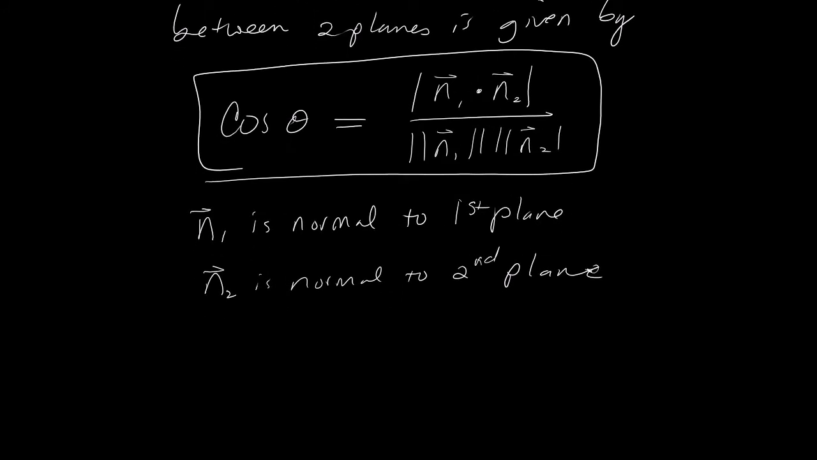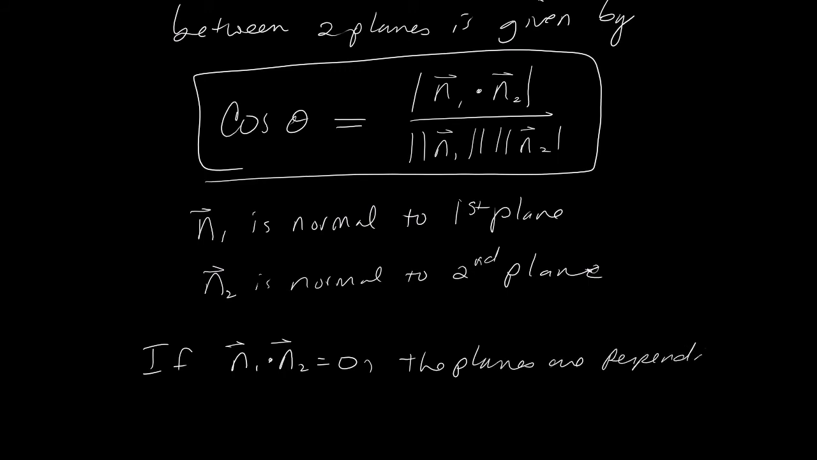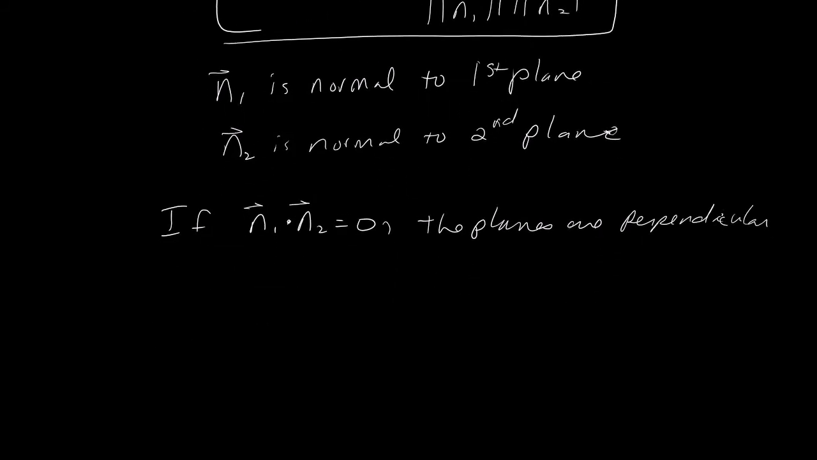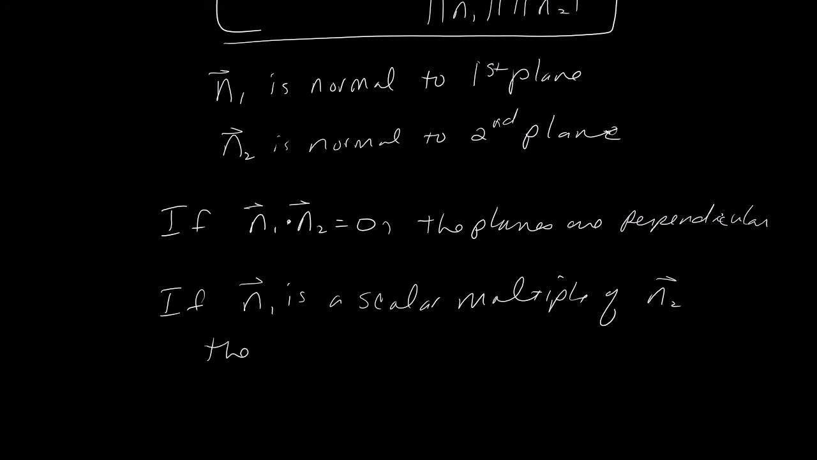All right. Now, if n1 dotted with n2 is 0, we know that they're perpendicular to each other. These two planes are going to be perpendicular to each other. The planes are perpendicular. Okay. And if n1 is a scalar multiple of n2, then we know the planes are parallel.